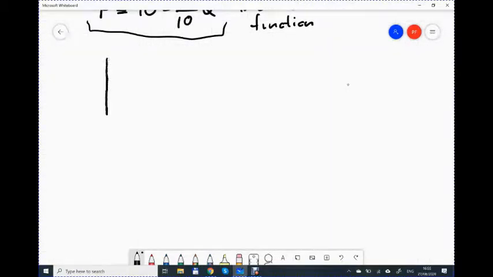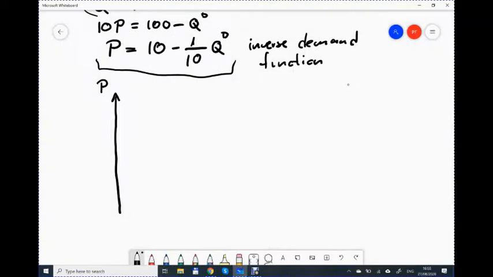graphically? We have here on the vertical axis P, and that's the reason why we actually are depicting the inverse demand function, because the dependent variable, left-hand side variable, this time is price. And here we have the quantity. So if you would like to depict this, then first of all, you need to know what are the intercepts.